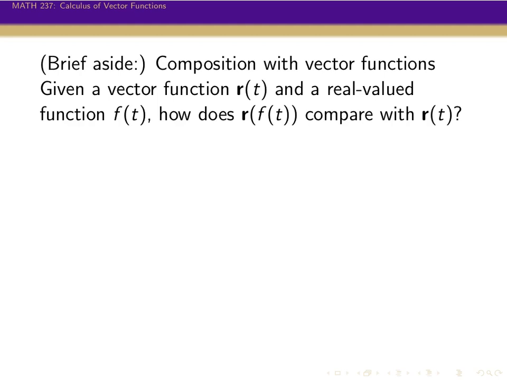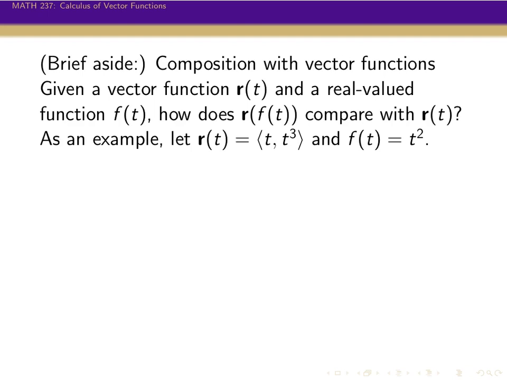Okay, so this is what we mean by composition. That f of t is getting plugged in for t. To get a handle on this, let's do an example. Let r of t be t, t cubed. And then eventually, for f of t, we're going to plug t squared into that. So r of t is a vector function, R to R2.